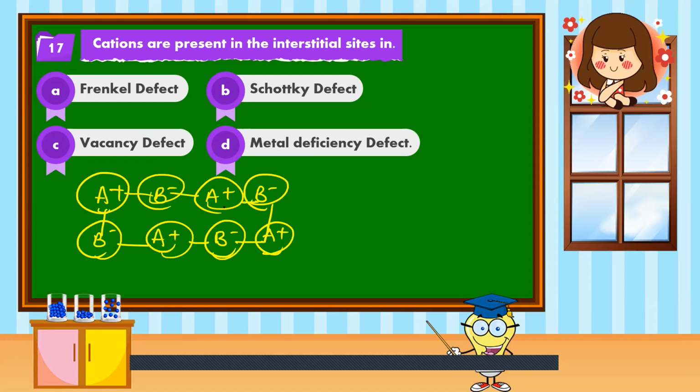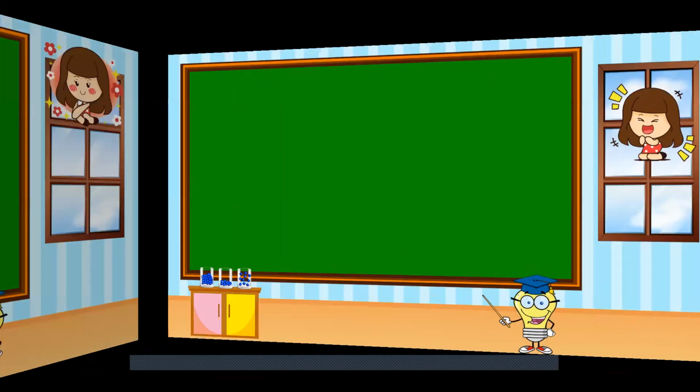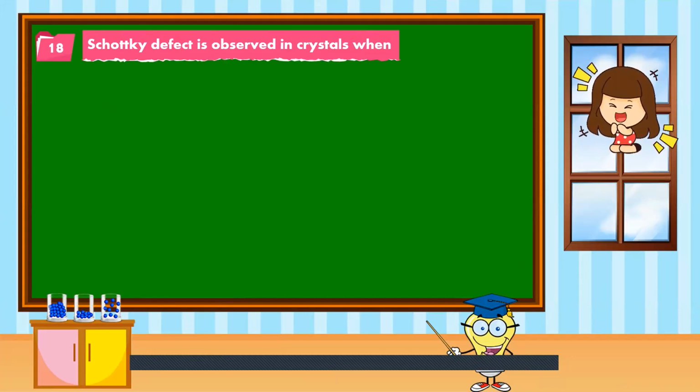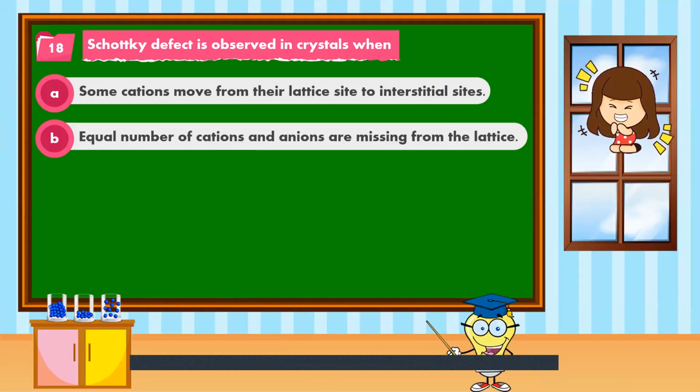Now, if one of the ions, like A plus, moves from its place and occupies the empty space present here, this type of defect we call a Frenkel defect. One of the constituent particles comes and occupies an interstitial site. We call that defect a Frenkel defect.